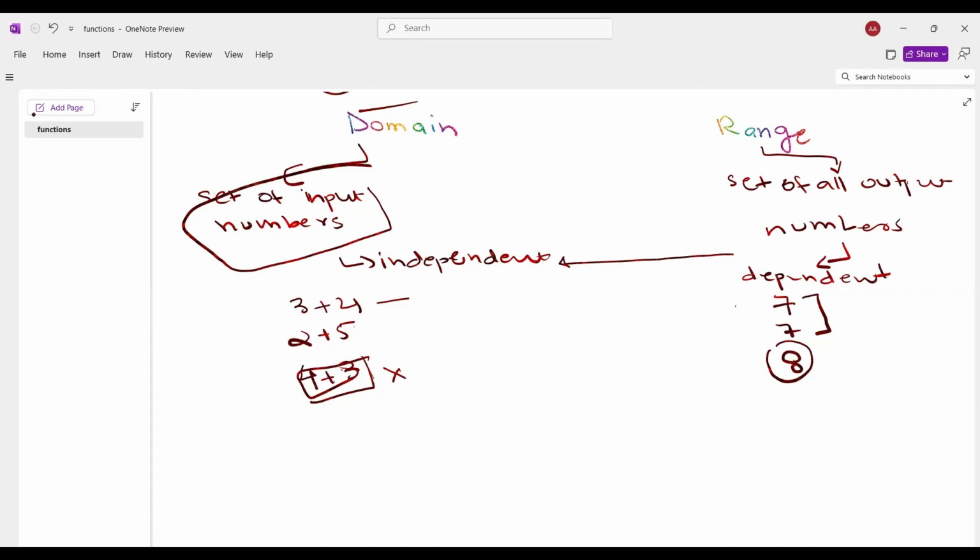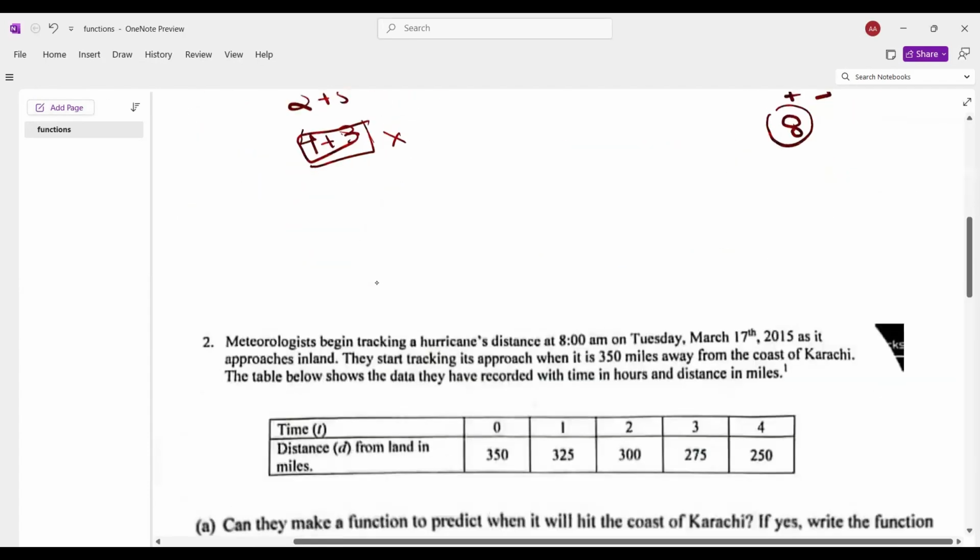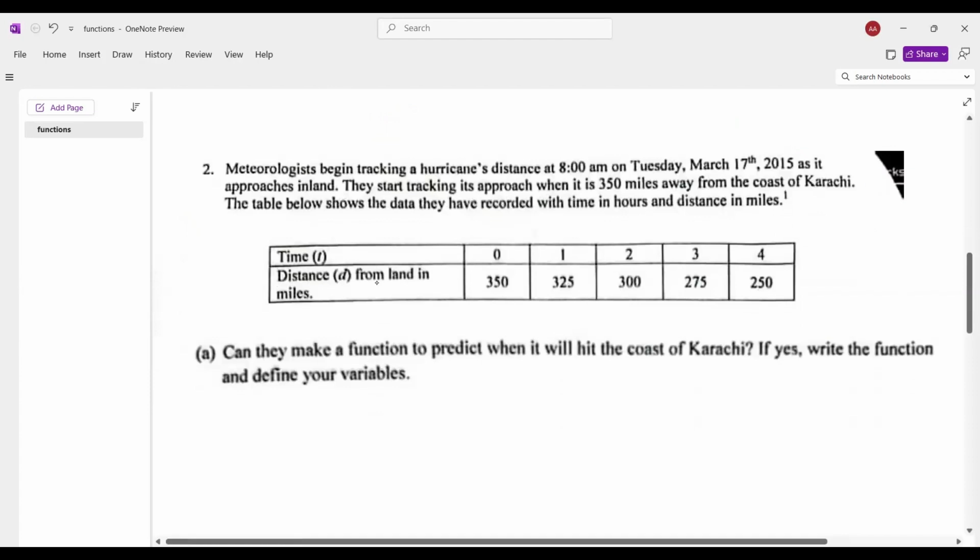Now let's solve an example and try to evaluate a function based on the data given. We have a question here. Meteorologists begin tracking a hurricane's distance at 8 a.m. on Tuesday, March 17th, 2015, as it approaches inland. They start tracking its approach when it is 350 miles away from the coast of Karachi. The table below shows the data they have recorded with time in hours and distance in miles.